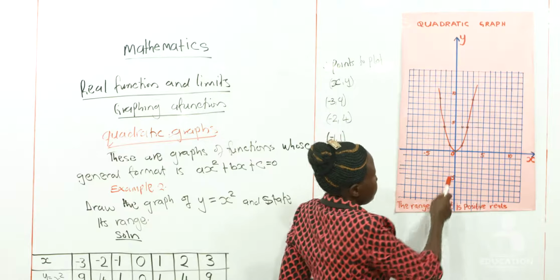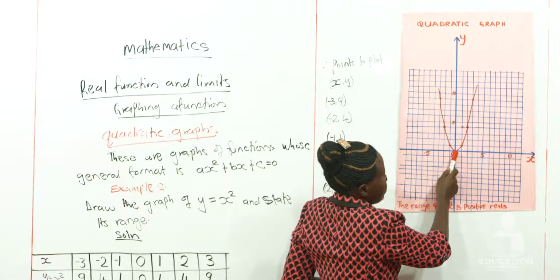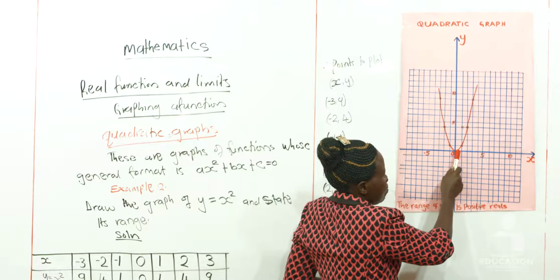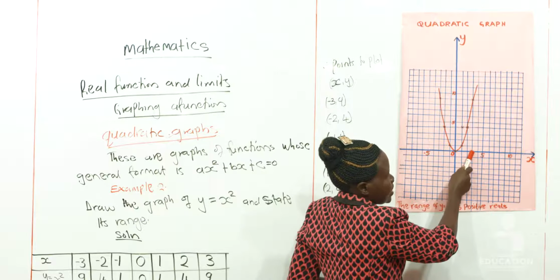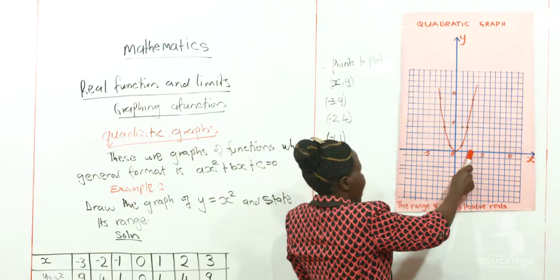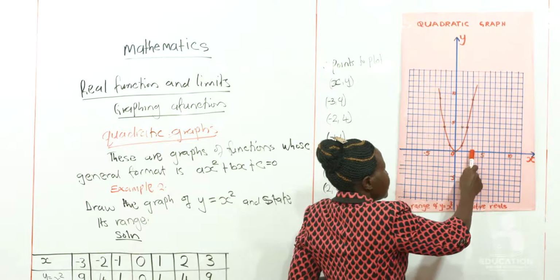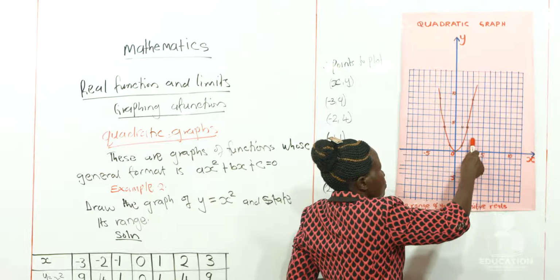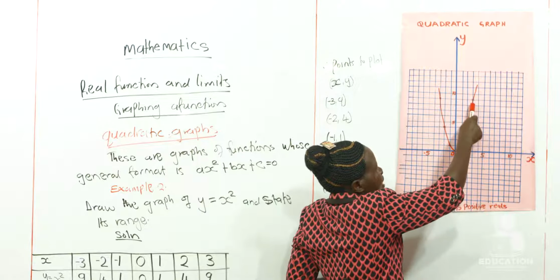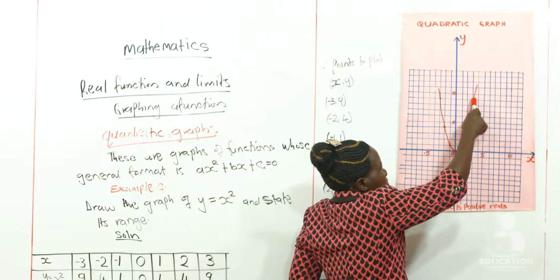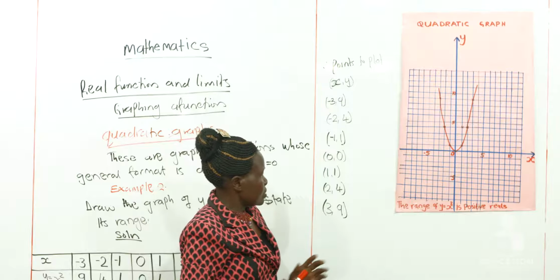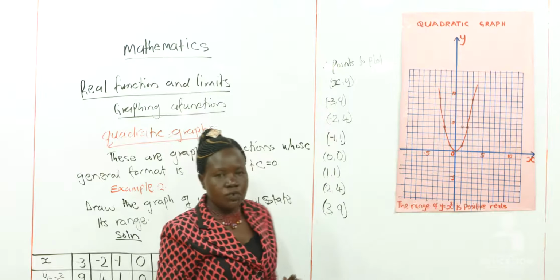positive. So you come at 0 here. You say, I will move 3 steps forward, which is 1, 2, 3. And then I move forward on the y-axis upward 9 steps. That is 1, 2, 3, 4, 5, 6, 7, 8, 9. And then you mark. So after plotting like that, now you are going to join.